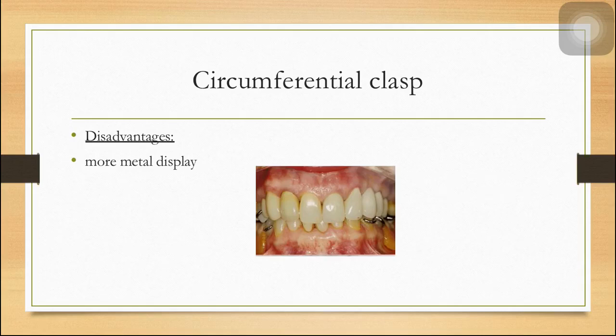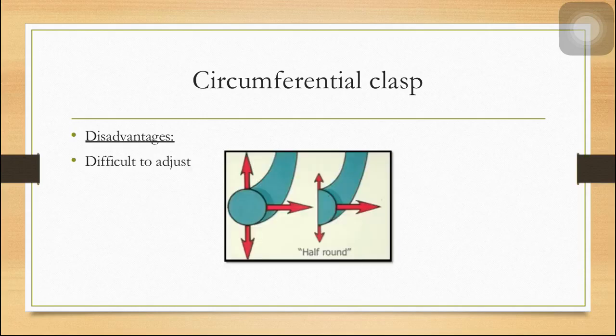Also, another disadvantage that we can see in this picture is more metal display as compared to the I-bar clasp arms. So the circumferential clasp arms are less aesthetic. You can say I-bar clasps are more aesthetically acceptable to patients as compared to the circumferential clasps.